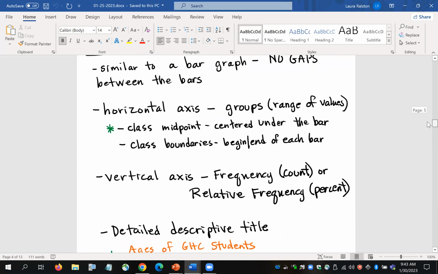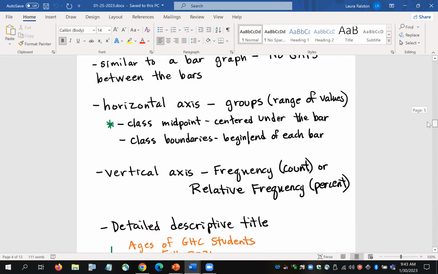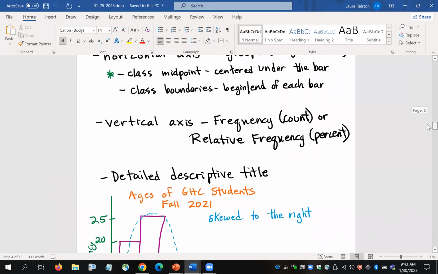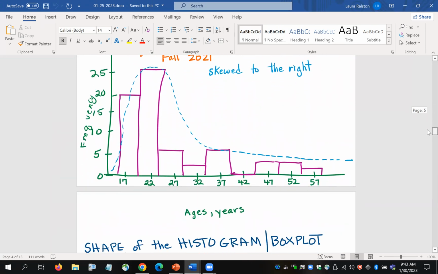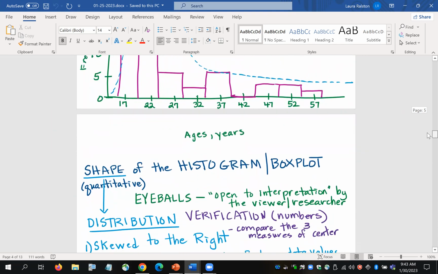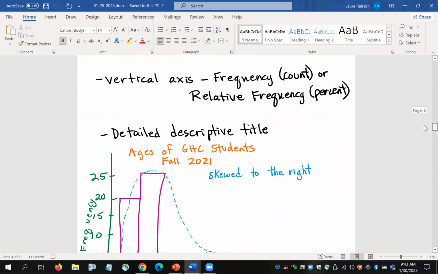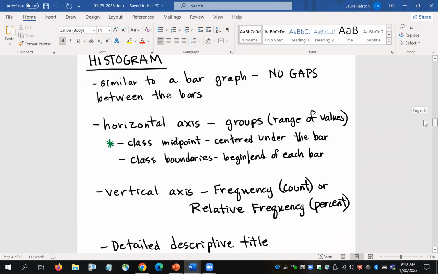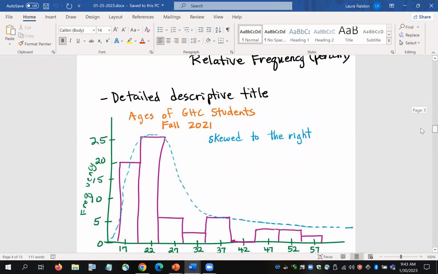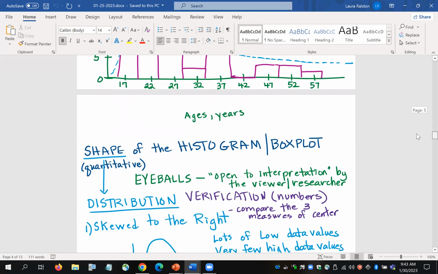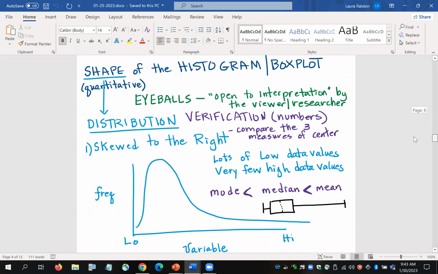We then talked about the histogram, which we can create in Minitab, and we're going to do that in just a minute. I believe we looked a little bit at how to do that the other day. The primary thing with the histogram is we get a sense of the distribution or the shape.